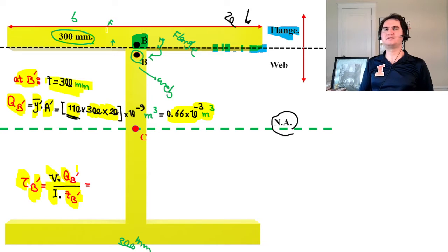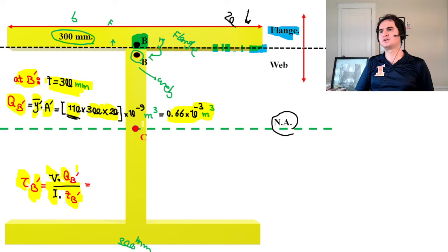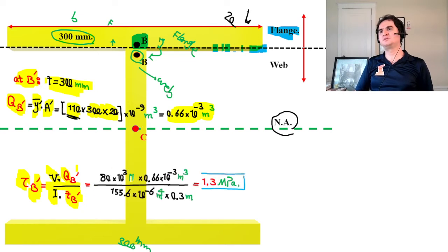At B prime, we are in the flange, so the thickness on which shear applies is the width of the top flange. If you replace the numeric values, the shear is given as 80 kilonewton times QB prime, which we just calculated, over I for the entire area, which we calculated in the previous slide, times 300 millimeters converted to meters, 0.3 meters. It gives us 1.83 megapascal for point B prime.